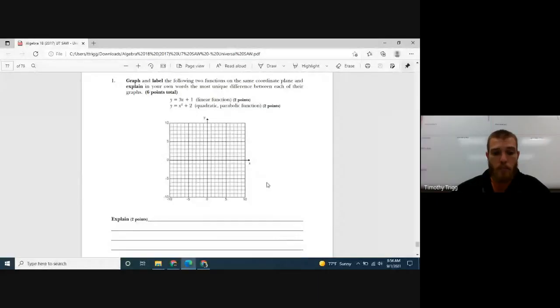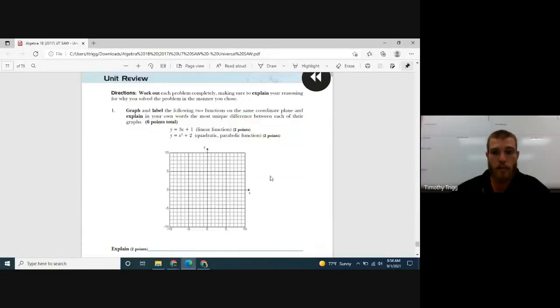The review starts on page 67. So go ahead and hopefully you're there already. Question 1: Graph and label the following two functions on the same coordinate plane and explain in your own words the most unique difference between each of the graphs.